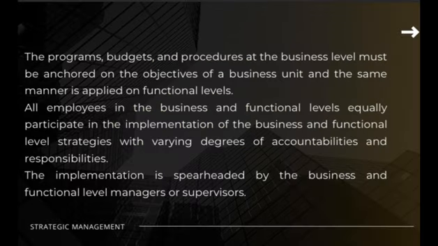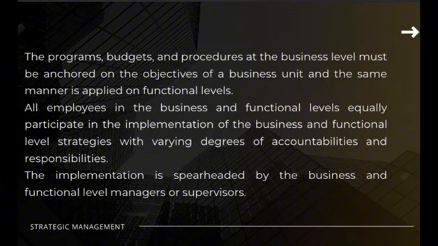So, first we have programs, then the budgets, then third are the procedures. The programs, budgets, and procedures at the business level must be anchored on the objectives of a business unit. In a similar manner, the programs, budgets, and procedures at the functional level must be anchored on the objectives of the functional units. Moreover, the objectives of the functional units must not just be anchored on their corresponding units, but should also be consistent with the objectives of the business units and vice versa.